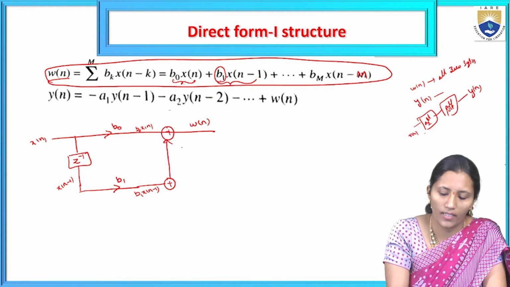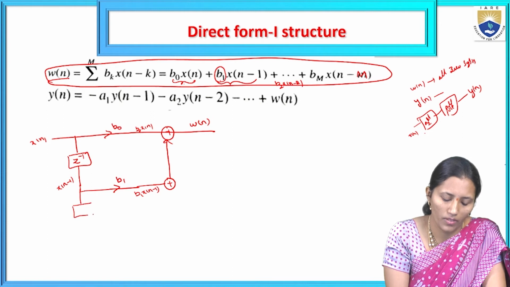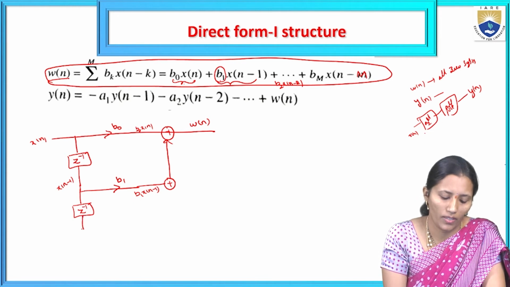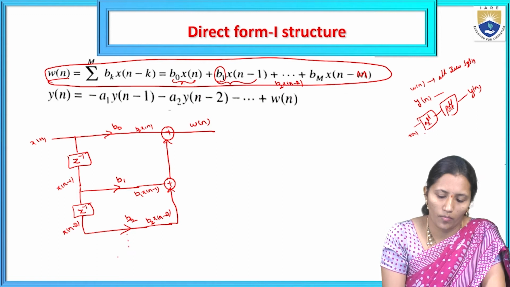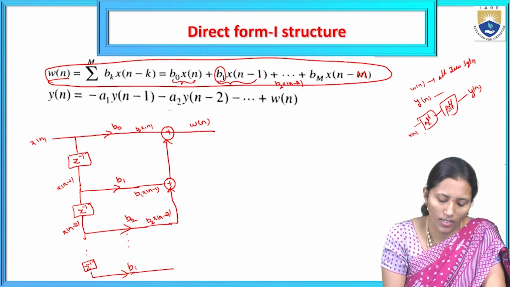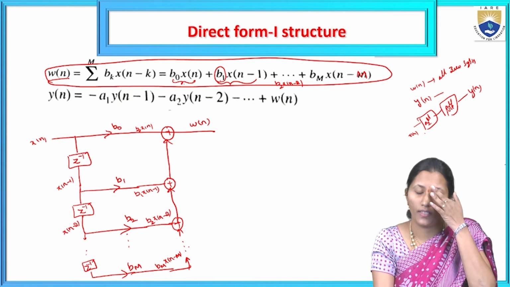This is added here. And the next term is b2 x of n minus 2. To get x of n minus 2, I am giving x of n minus 1 to the one delay element to get x of n minus 2 here. The coefficient for that is b2, so here we are going to get b2 x of n minus 2. Then this will be added here. Like that, the input terms b3 x of n minus 3 up to bm, that is z power minus 1, the coefficient for that is bm. So here we are going to get bm x of n minus m. It will be like that, every term will be added here.